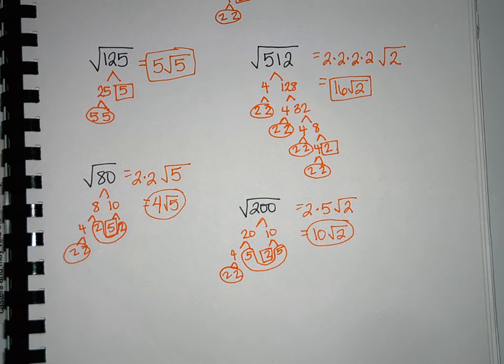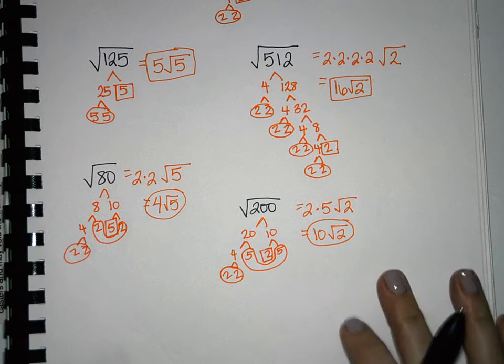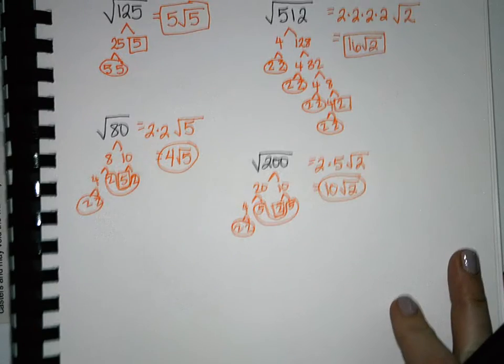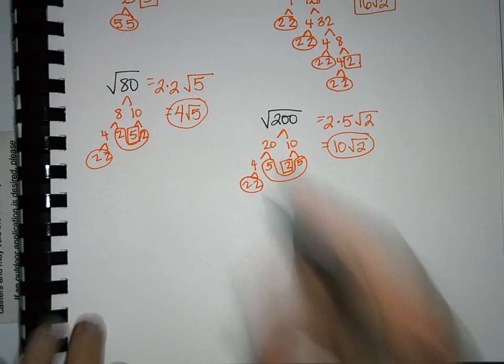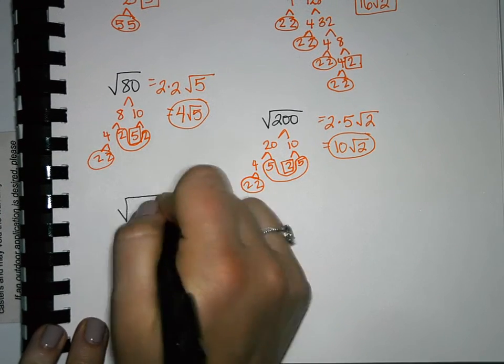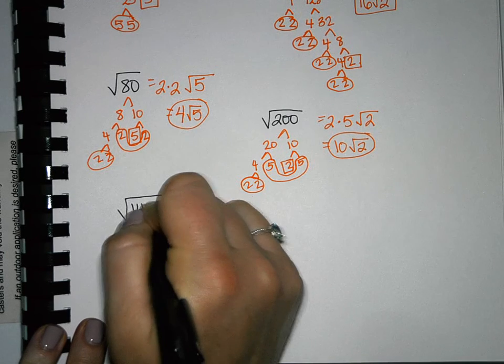Okay, how we doing so far? Are we doing okay? Show me thumbs up, down, or just to the side if you're just okay. All right. So let's do, I have at least one more I want to do with you guys just to make sure. And that is square root of 147.